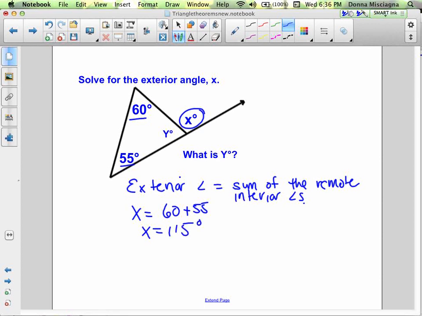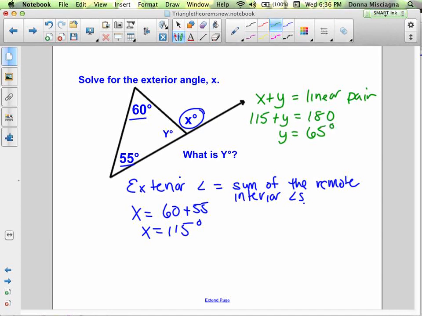Right? And we can also find Y. Remember that X and Y here form a linear pair, which means they add to 180. And we already found X. So 115 plus Y equals 180 degrees, because that's what a linear pair adds up to. And if we subtract 115 from both sides, Y is 65 degrees. And we're all done with this one. So if you write this down in your notes, and of course you can pause me if you need more time, I'm going to go to the next problem.